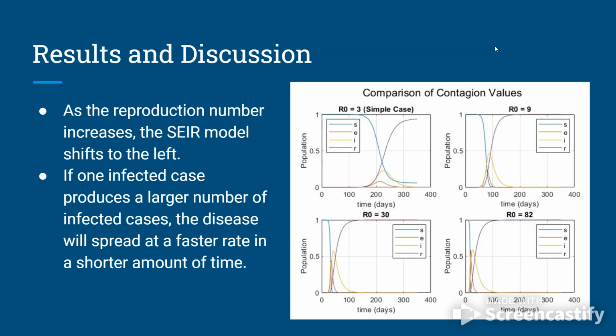Our second graph shows how the SEIR model changes when the basic reproduction number changes. The basic reproduction number represents the average number of secondary infection cases that are generated by a single primary case. When the reproduction number increases, the model shifts to the left, which means the different disease populations begin changing at an earlier time. This also means that the entire model from start to finish will occur in a shorter amount of time, which can be seen in the top right and the two bottom graphs.